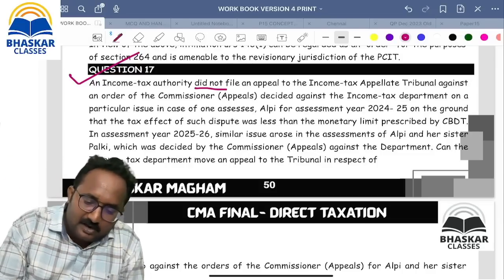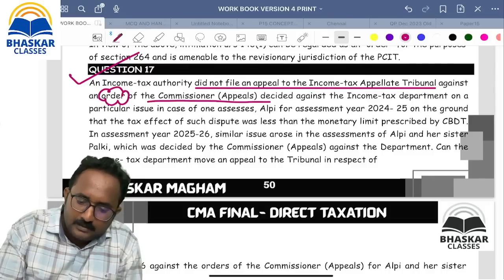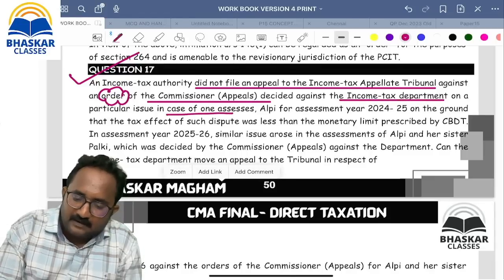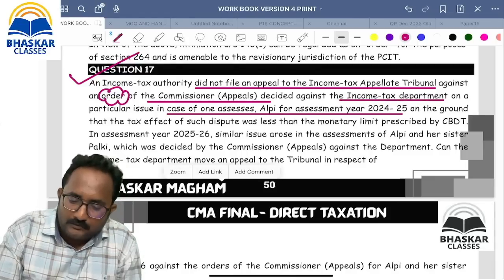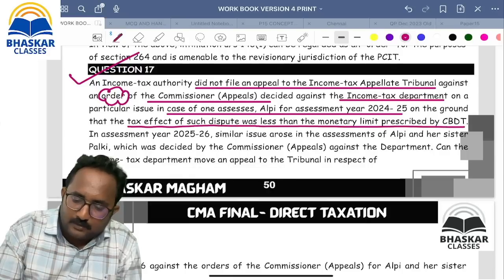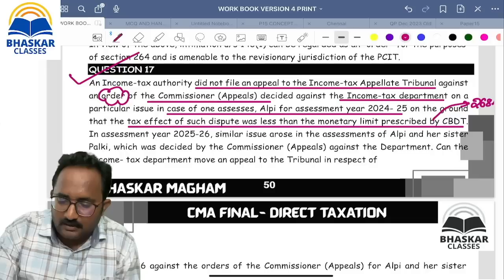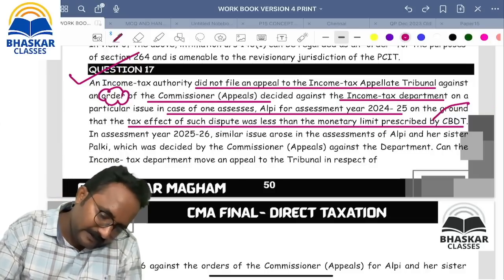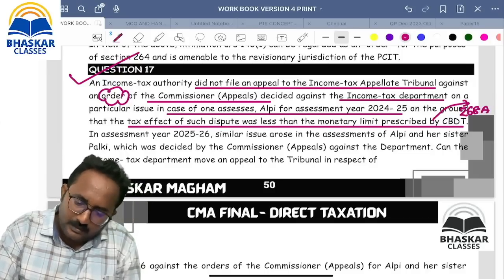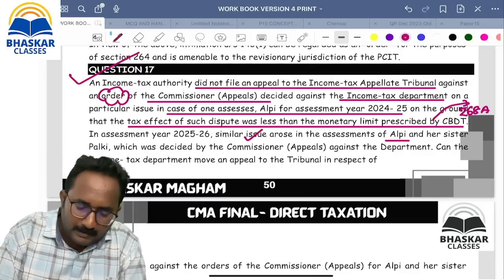The Income Tax authority did not file an appeal before the ITAT against the order of the CIT(A) that was decided against the Income Tax Department on a particular issue in the case of SSC LLP for the assessment year 24-25, because the tax effect in the dispute is less than the monetary limits issued by the CBDT. Can you tell me, the CBDT issued the monetary limit under which section? Section 268A.